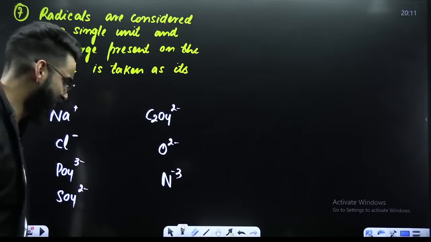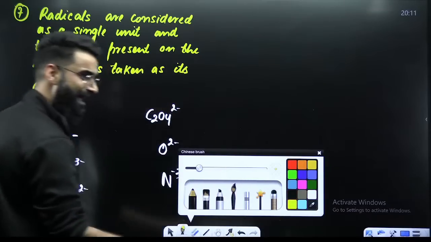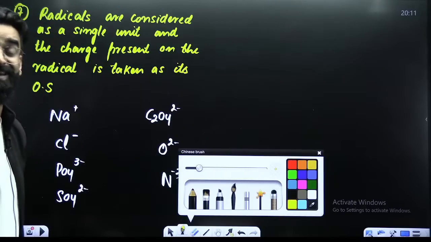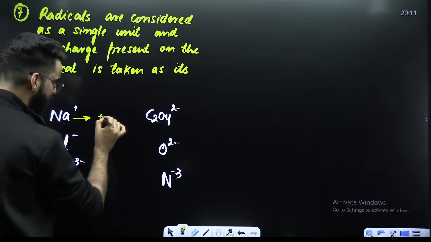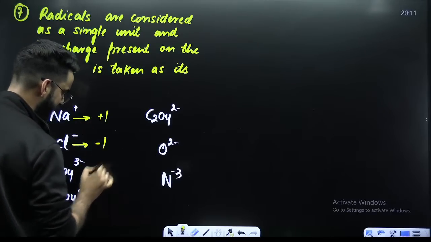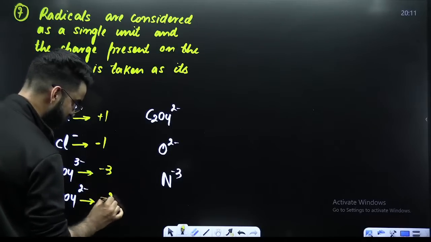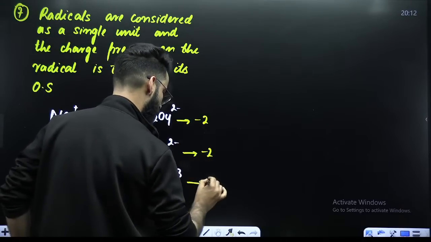So atoms or group of atoms having any sort of charge on them, you call them radicals. And my dear students, radicals are considered as a single unit, and whatever charge is present on them is taken as their oxidation state. So if I ask you, what is the oxidation state of sodium here? You'll say +1. Oxidation state of chlorine here, -1. Oxidation state of PO4 here, -3. Over here, -2. Over here, -2. Over here, -2. Over here, -3.